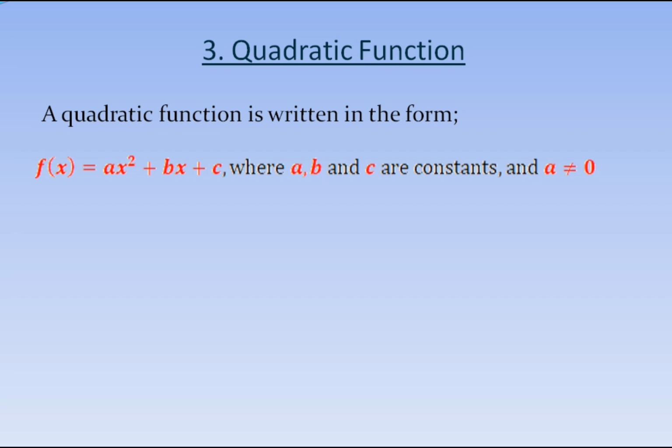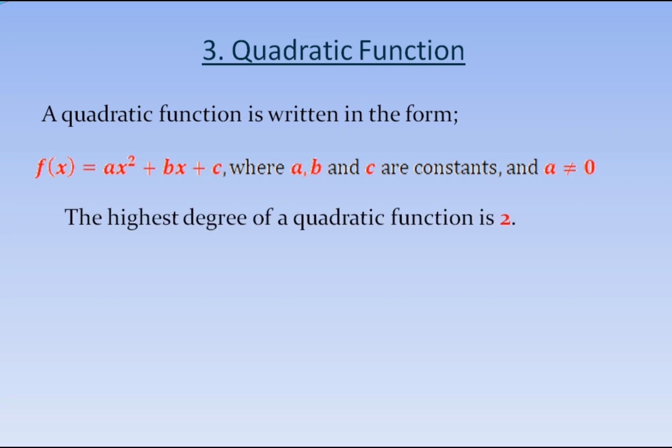Now anytime we talk about a quadratic function, we can also term it a parabolic function. So that is how we write a quadratic function. In this case, the highest degree of a quadratic function is 2. You can see that in the relation, where we have ax squared. So x is squared, that's the highest degree.